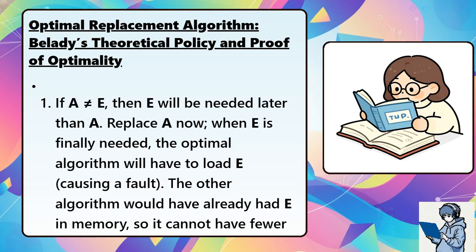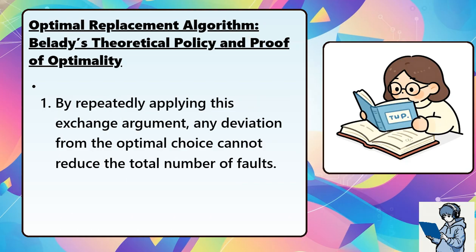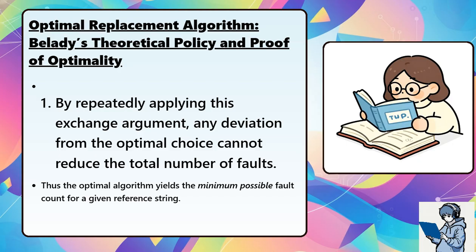When A is finally needed, the other algorithm will have to load it, causing a fault. The optimal algorithm would have already had A in memory, so the other algorithm cannot have fewer faults up to that point. By repeatedly applying this exchange argument, any deviation from the optimal choice cannot reduce the total number of faults. Thus, the optimal algorithm yields the minimum possible fault count for a given reference string.